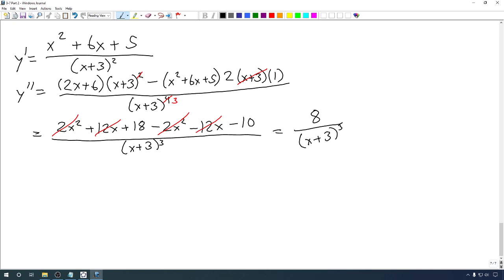Now, we are asking, where is this second derivative equal to 0 and where does it not exist? Well, it doesn't exist at negative 3, of course. But that's a discontinuity. It's going to be on our number line, but we're not really including it as a potential inflection point. Also, this can't equal 0. If this was equal to 0, the numerator had to equal 0. But 8 is not 0. We have a constant on top.